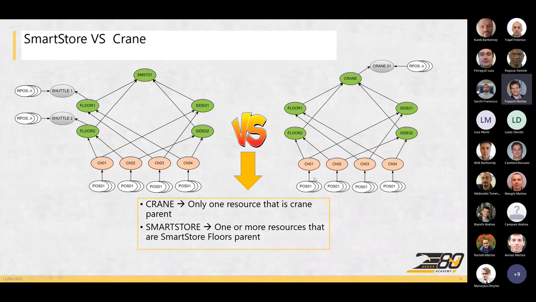And speaking about differences, what you can immediately see here is just the resource. So in crane, I have only one resource that is crane parent, and in SmartStore, one or more resources, depending on the number of the floor, that are SmartStore floor parents. So the idea is more or less this one.